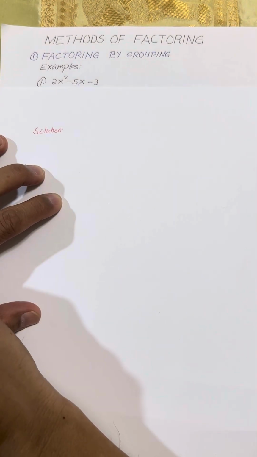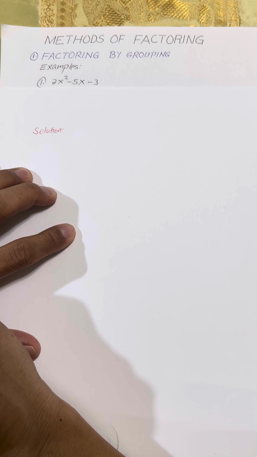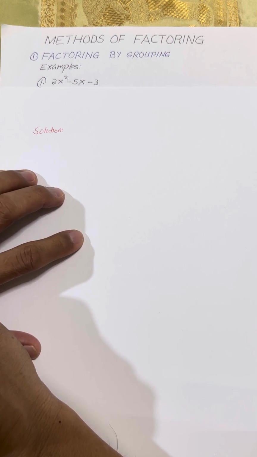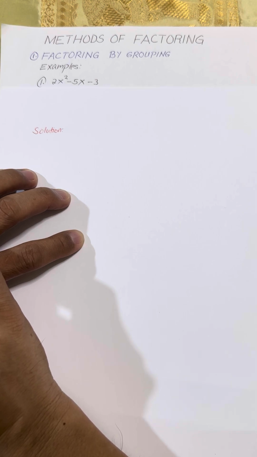Hello everyone. Today we are going to discuss once again methods of factoring. There are 10 methods of factoring, and the first one is factoring by grouping. Normally when we factor the given algebraic expression, we have to find the GCF if we are doing it by factoring by grouping.